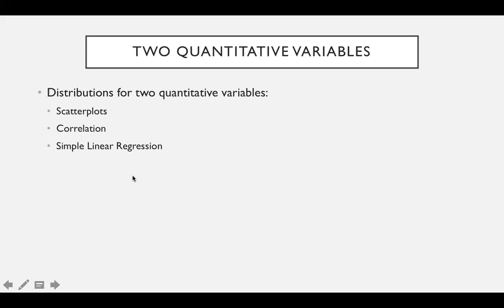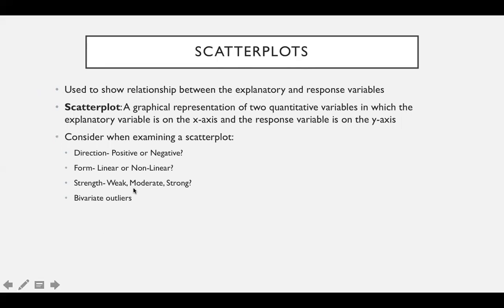So for distributions of two quantitative variables, we'll go over scatter plots next, and then we'll be going over correlation within scatter plots, and then simple linear regression. Scatter plots are used to show the relationship between the explanatory and response variables. The definition of a scatter plot is a graphical representation of two quantitative variables in which the explanatory variable is on the x-axis and the response variable is on the y-axis.